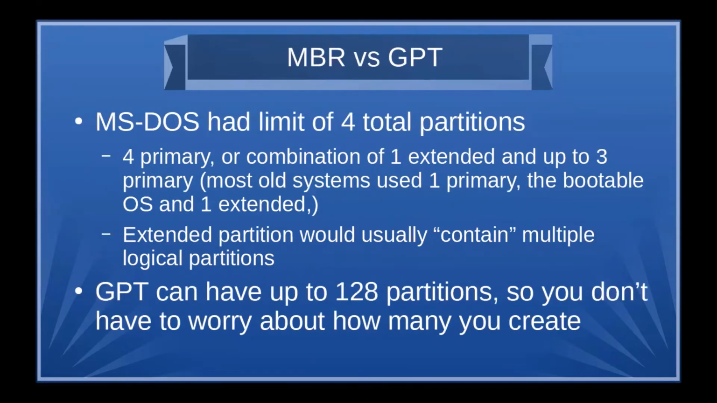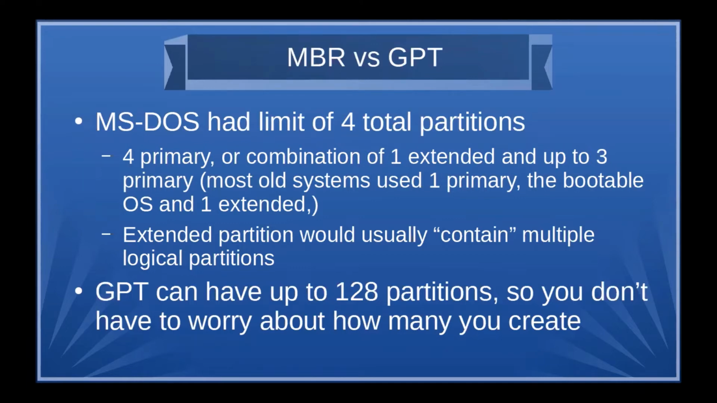The MS-DOS had a limit of a total of 4 pieces of pie. That's all you could do, except you could have a combination and have one of those pie pieces be a special one called an extended. And once you make an extended, you can cut that extended piece into however many you want, up to some limit. The primary ones are basically the ones that are bootable.